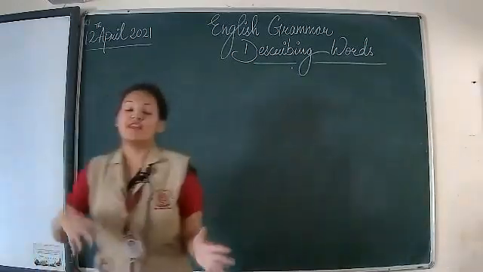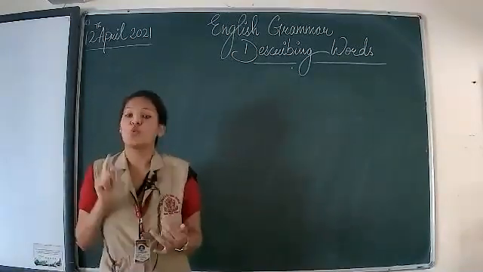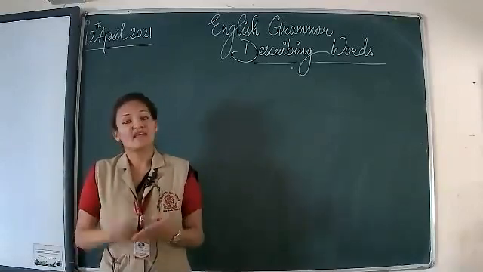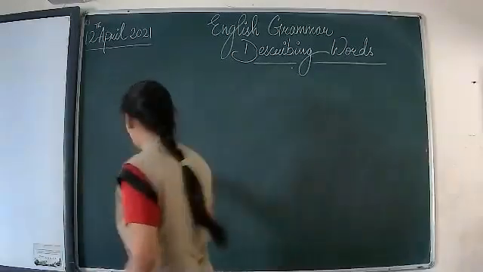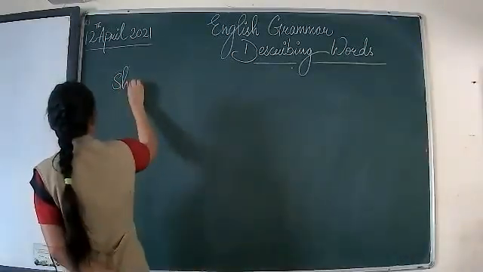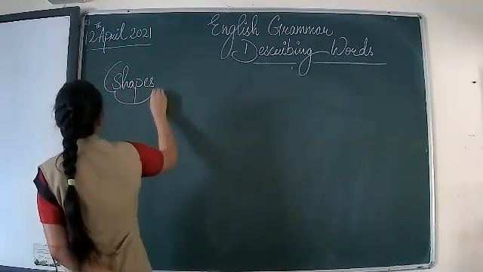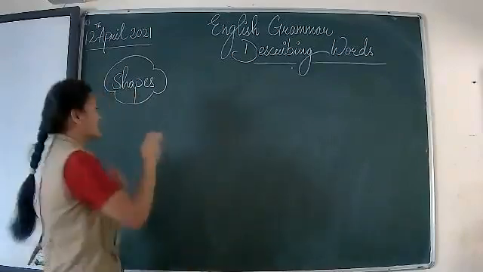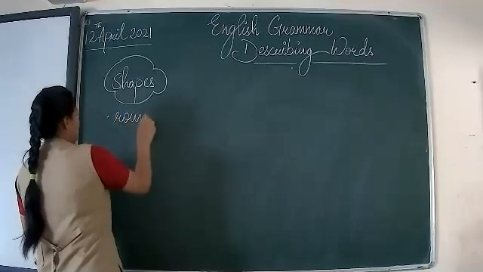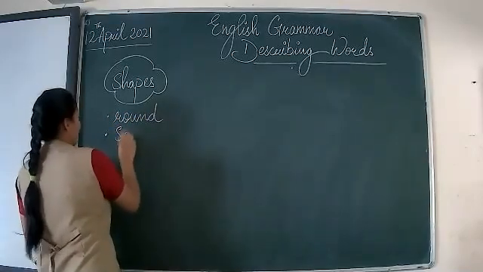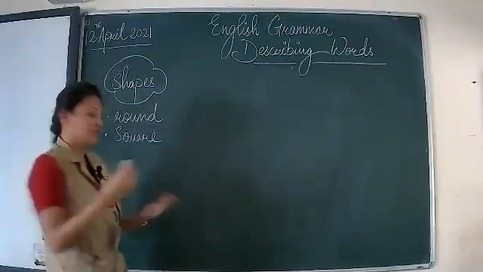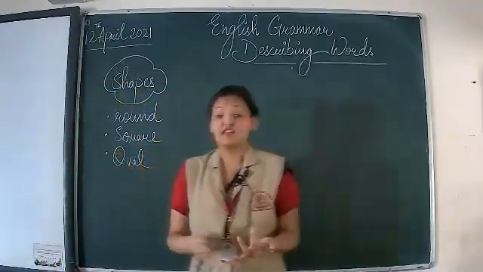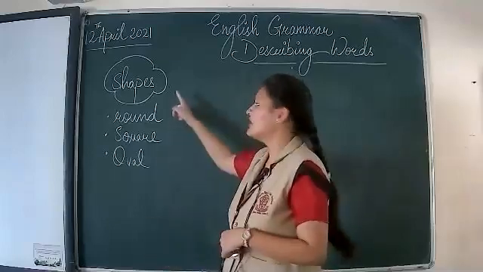Now moving on to another part. Now this is clear that one thing describing words do is they tell us about persons, places, things, and animals. What other things do they tell us about? They also tell us about shapes. Now what are shapes? You have studied, for example, round, square, oval. All these are shapes. It could be triangle, rectangle. So they tell us about the shapes.